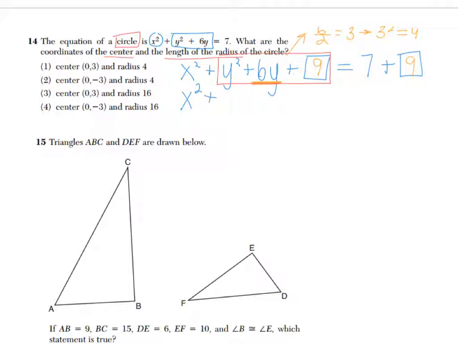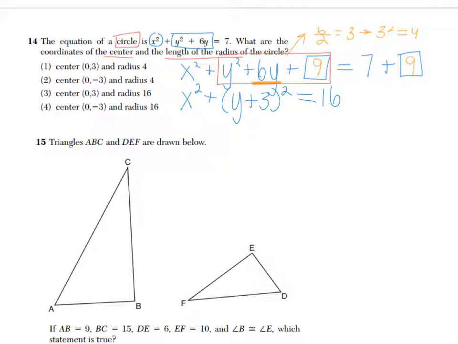And rather than writing the same thing twice, we can simply write it in a set of parentheses, y plus 3, and I'm going to square it since I would need 2 of them. Now if I do the right-hand side, well, 7 plus 9 gives me 16. So this is now in the form that we want it.